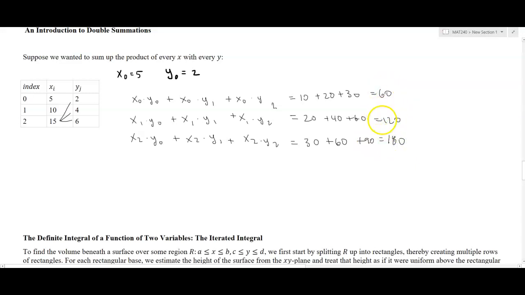And then I want to sum up all of the products. So each of these lines just summed up one value of x with all the y's. And when I sum these together, I'll get 360.